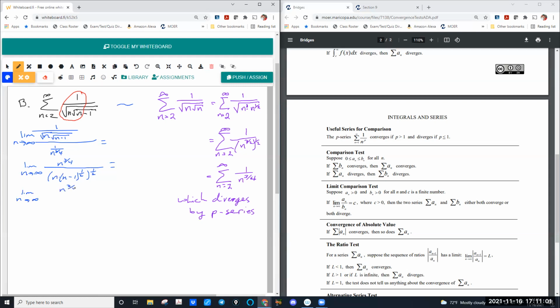So n to the 3/4 over n to the 1/2. Sorry, that didn't come out very clean. n to the 1/2 times, and now this is going to be n to the 1/2 to the 1/2, excuse me, (n minus 1). It's going to be (n minus 1) to the 1/4.